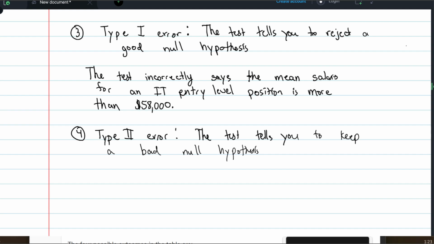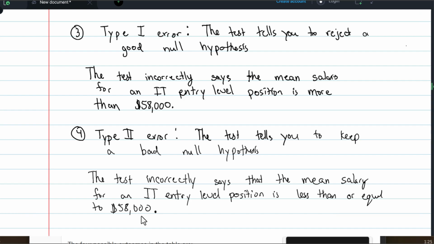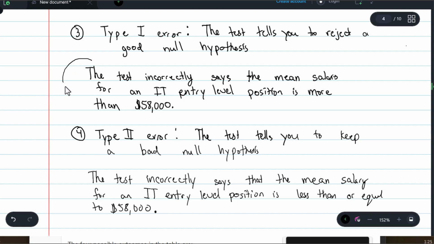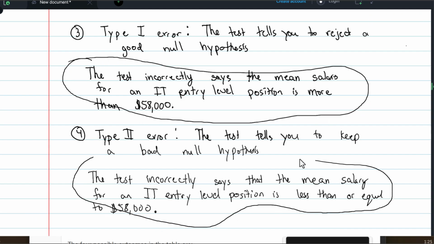A type 2 error tells you to keep a bad null hypothesis. In the context of my claim, that would be the test would incorrectly say that the mean salary for an IT entry-level position is less than or equal to 58,000. So if that was the world I lived in, and my test told me the wrong thing, I may accept the first offer close to 58,000 when really it's actually a low offer. So these two statements are what I'm looking for in parts 3 and 4.